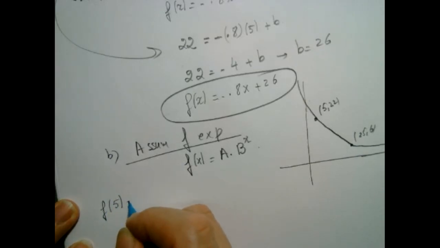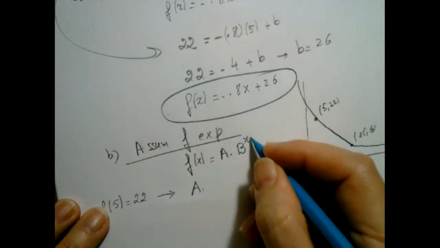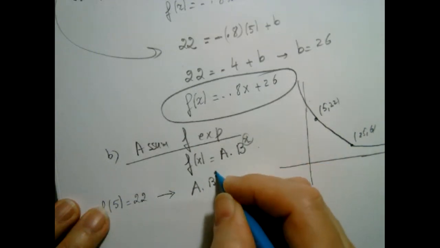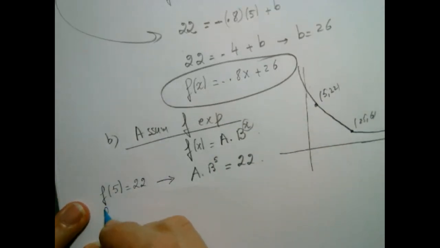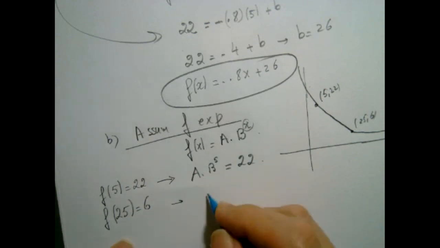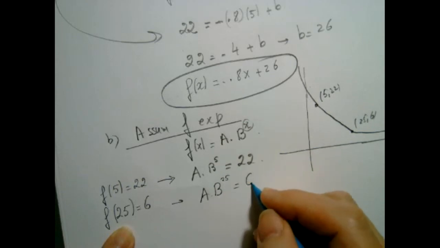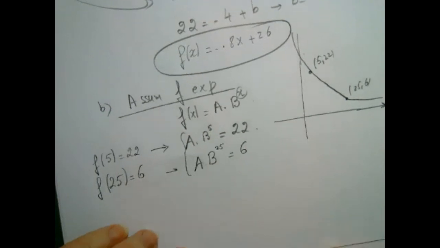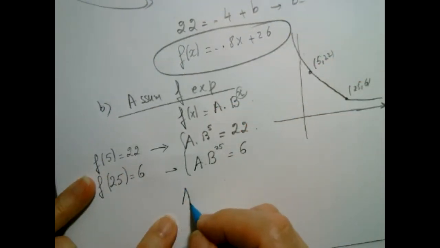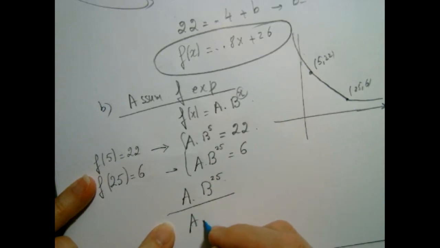Okay, at 5, the output is 22. It means if I plug in 5 for x, I get 22. Now, f of 25 equals 6. It means if I plug in 25 for x, I get 6. Now I have to use those two equations to solve for a and b. And the way we do it, as you remember, we divide. And we try to take the highest power on top because it makes my problem easier.